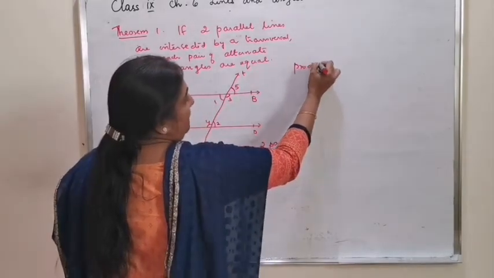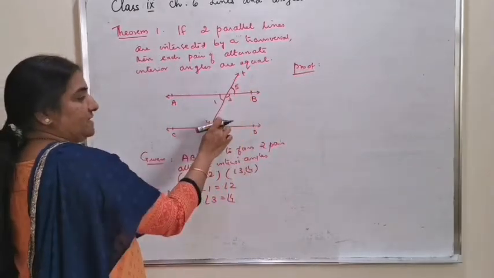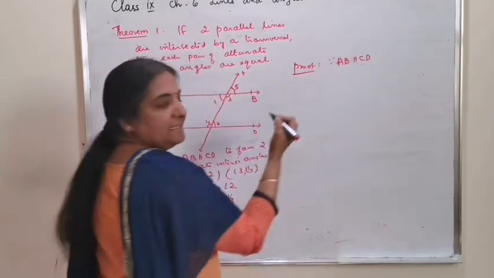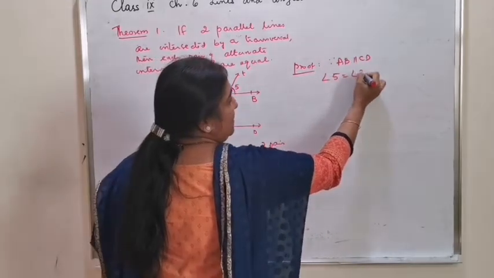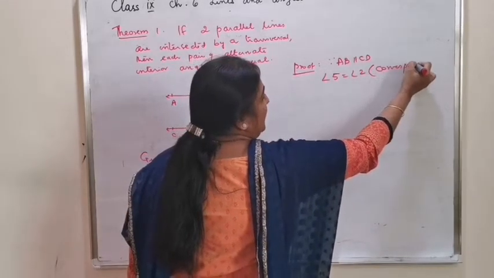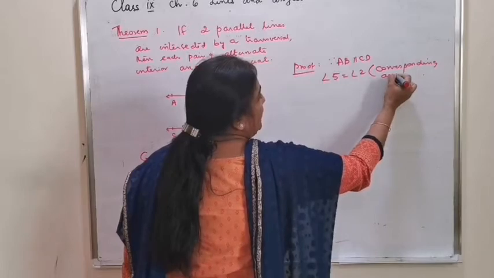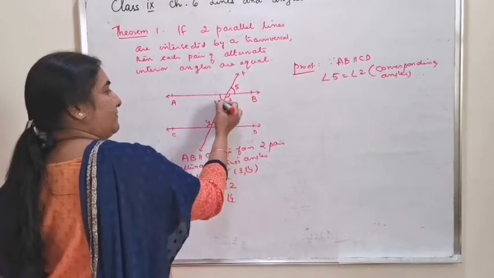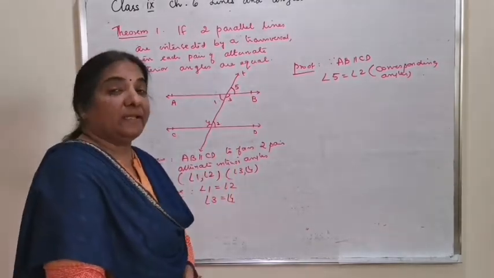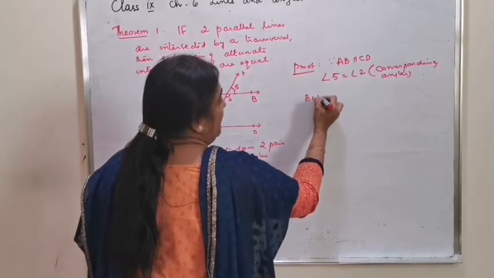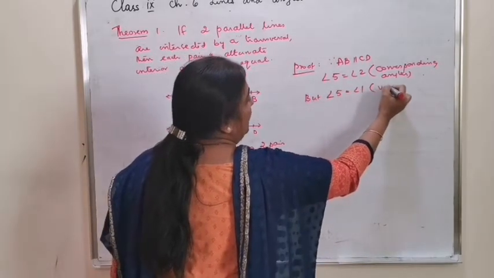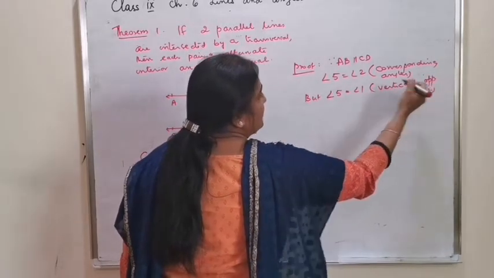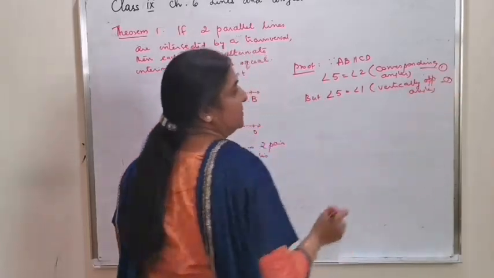The proof starts from there. Proof: angle 5 is equal to angle 2, since AB is parallel to CD, corresponding angles. Corresponding angles are always equal. But what is the relation between angle 5 and angle 1? They are a pair of vertically opposite angles. So angle 5 is equal to angle 1, vertically opposite angles. Mark it as equation 1 and equation 2.